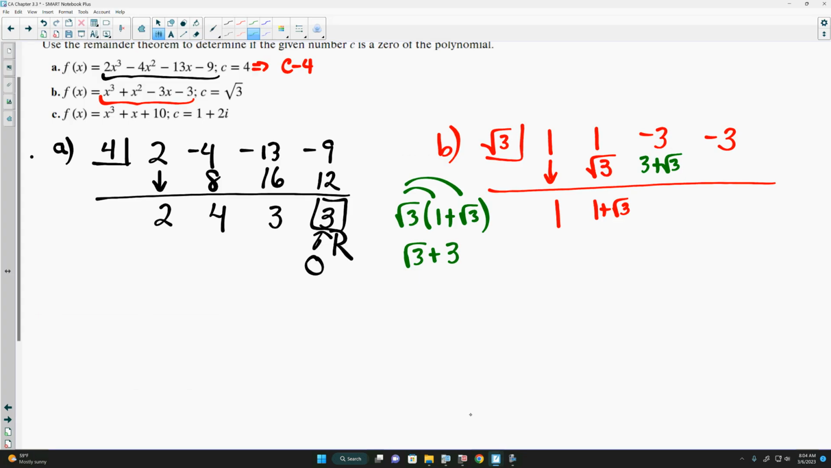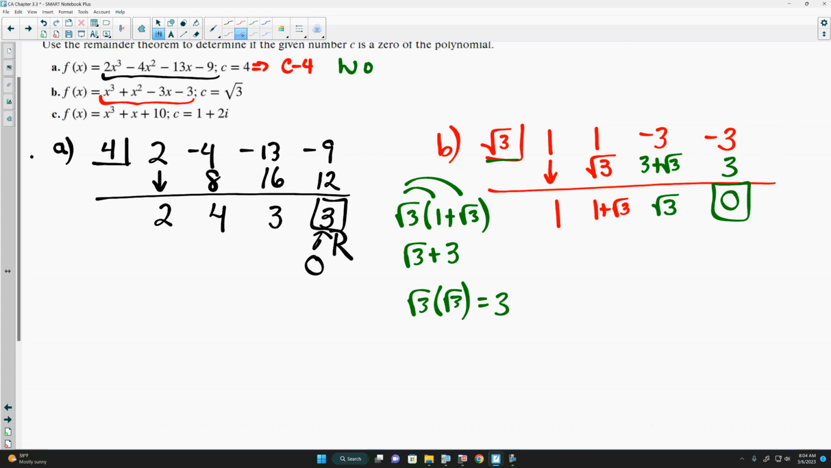Now when we add straight down, the negative 3 plus 3 will combine like terms, which will simplify out to 0, leaving us with just the square root of 3. Now we need to do square root of 3 times the square root of 3. Square root of 3 times the square root of 3 is 3. Negative 3 plus 3 is 0. So the first one was no.